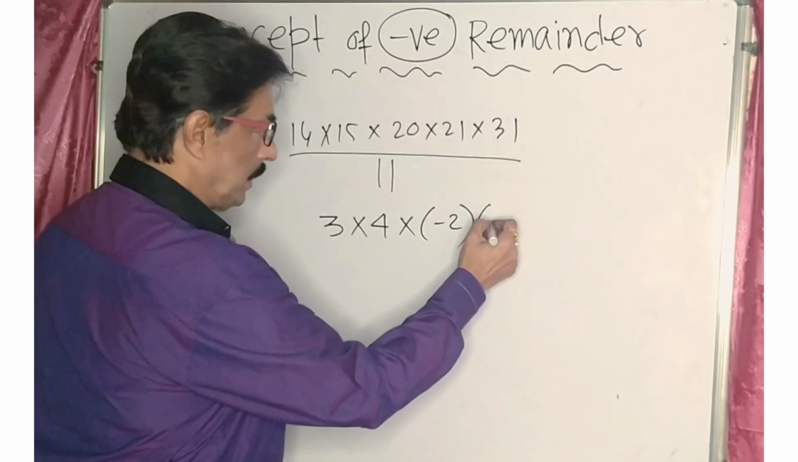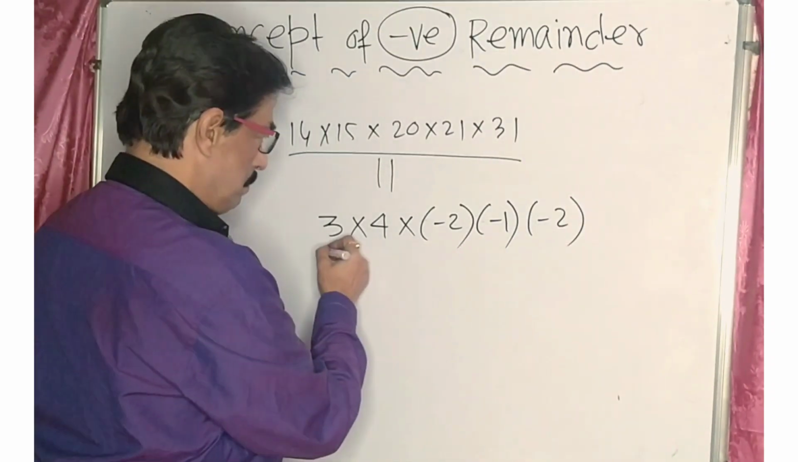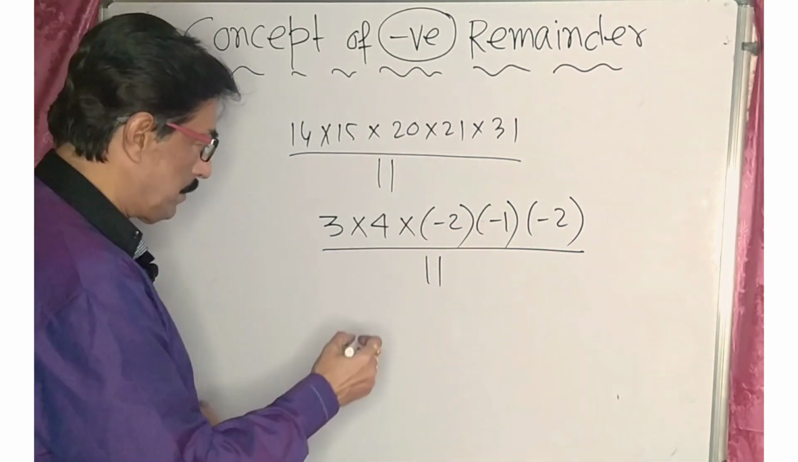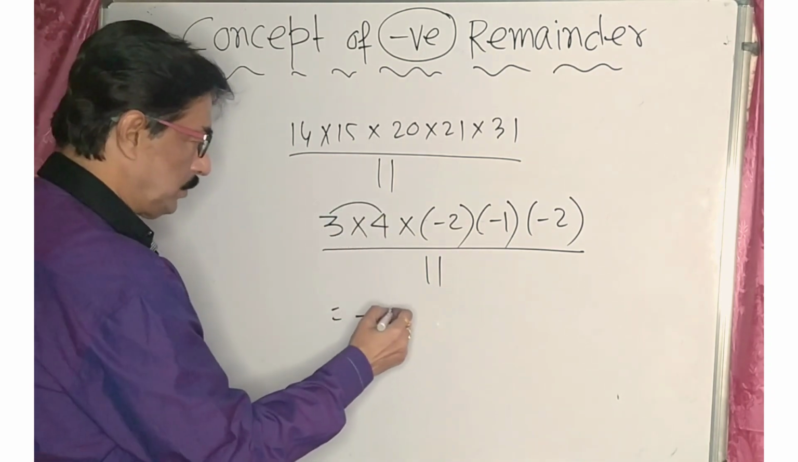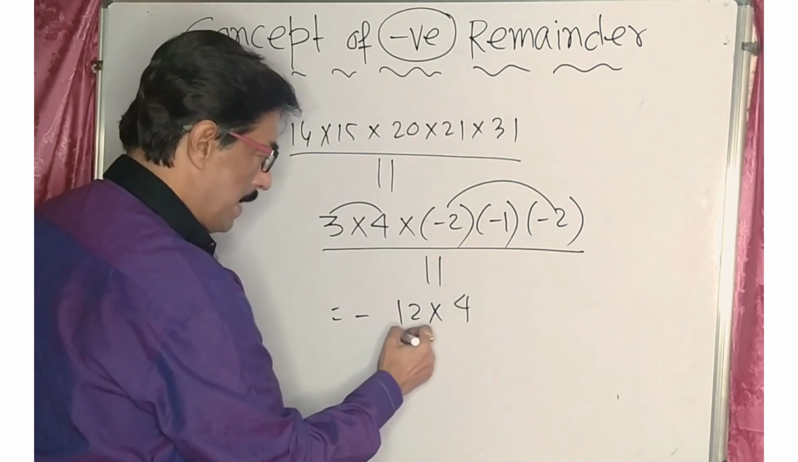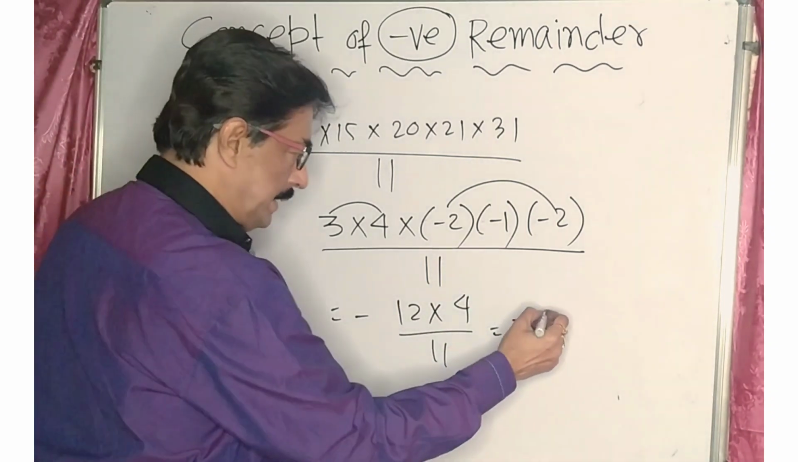22 is minus 1. 33 is minus 2 by 11. How many times negative? 1, 2, 3. So ultimately negative. 3 4 is 12.